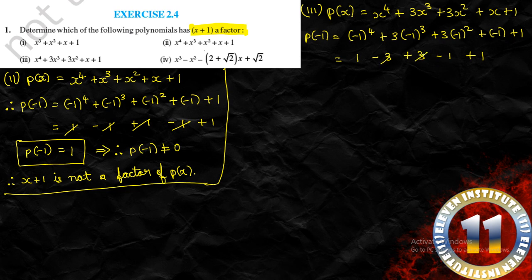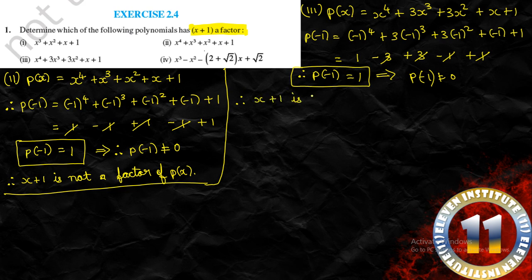So this minus 3 and plus 3 will cancel each other. Minus 1 and plus 1 will cancel each other. So what we have is p of minus 1 is equal to 1. What does it mean? It means that p of minus 1 is not equal to 0, and therefore we can again write x plus 1 is not a factor of the given polynomial. Fine. Let us now check the fourth one.